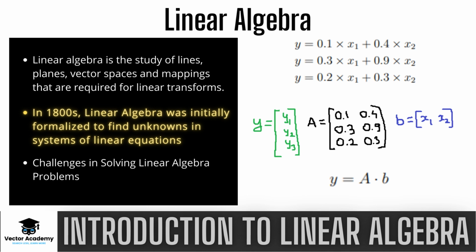The two columns of input values are the data columns, and can be taken as a matrix A with values 0.1, 0.4, 0.3, 0.9, 0.2, 0.3. The two unknown values x1 and x2 can be taken as the coefficients of the equation and together form a vector of unknowns b to be solved. We can write this compactly using linear algebra notation as y equals A dot b.